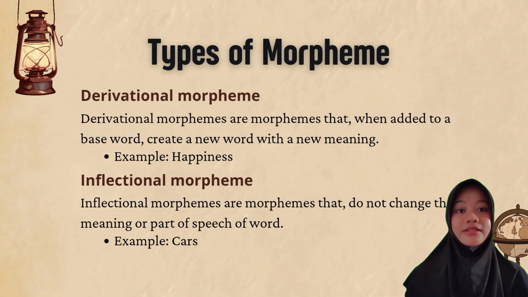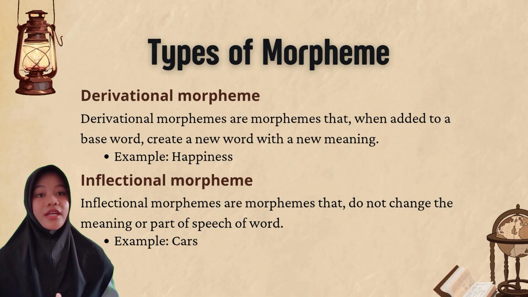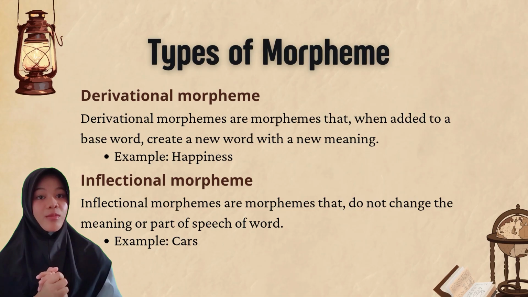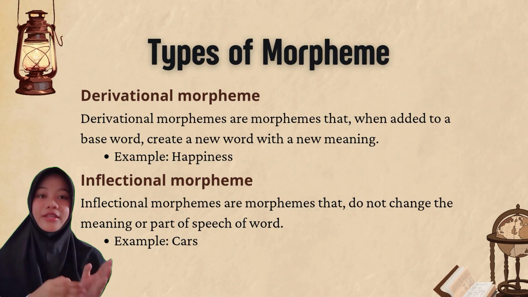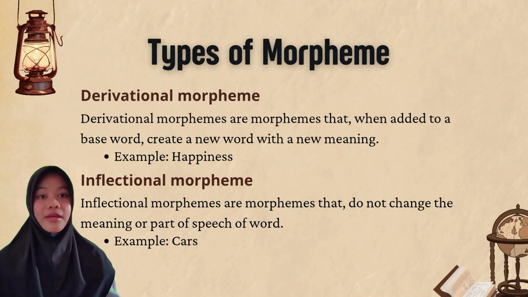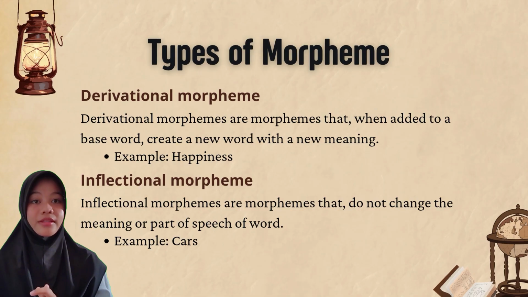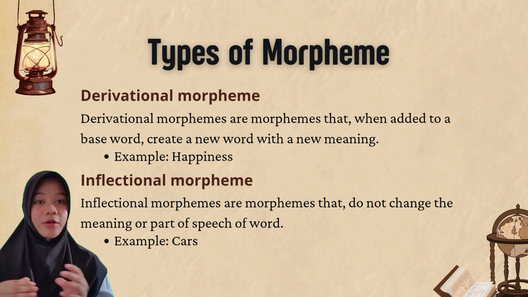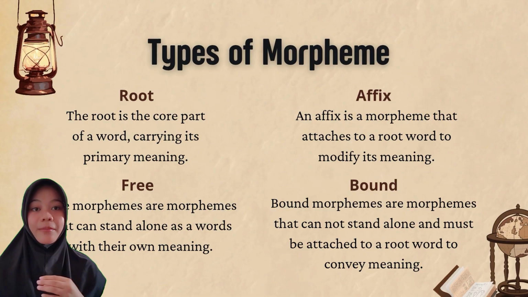Now that we understand what a morpheme is, it's time to explore the different types of morphemes in English. First, derivational morphemes. Derivational morphemes are morphemes that, when added to a base word, create a new word and a new meaning, and also change the part of speech of the word. Second, inflectional morphemes. Inflectional morphemes are morphemes that do not change the meaning or part of speech of the word. Third, root. Root is the core part of a word, carrying its primary meaning.